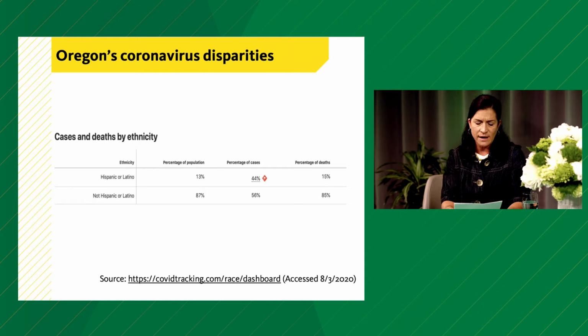These disproportionate impacts of coronavirus infection have also hit home in the state of Oregon, and I thought I'd show you some data from the Oregon Health Authority. Oregon Latinx communities have been disproportionately impacted by coronavirus. You can see there that among Hispanic or Latinx Oregonians, while only 13% of the state population, there are about 44% of all overall coronavirus cases in the state.